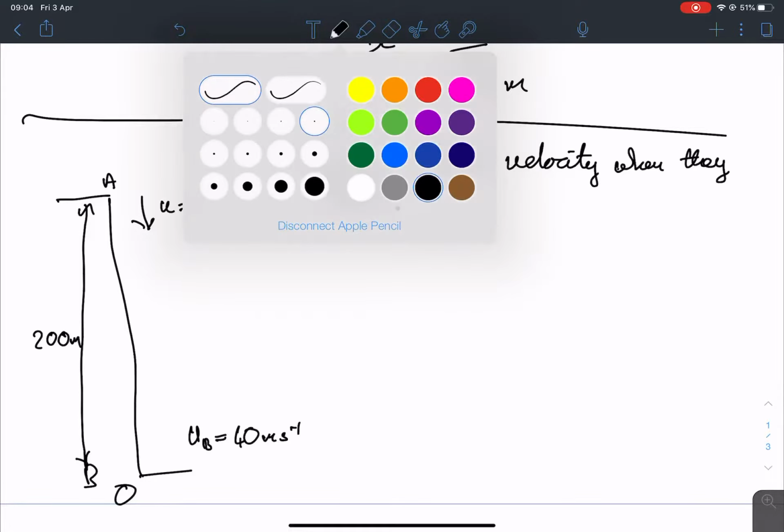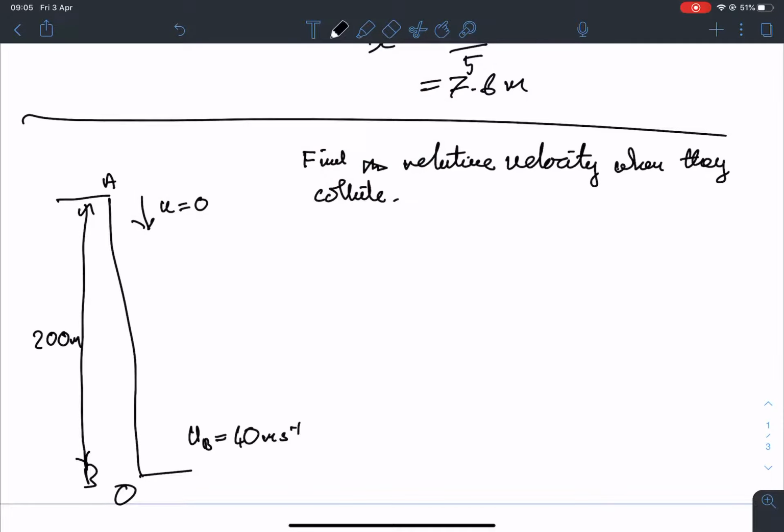They're travelling in the same straight line, and they start off 200 meters apart, and I want to find the relative velocity when they collide. So you can try that. Pause, and then when you've had a go, start it again.